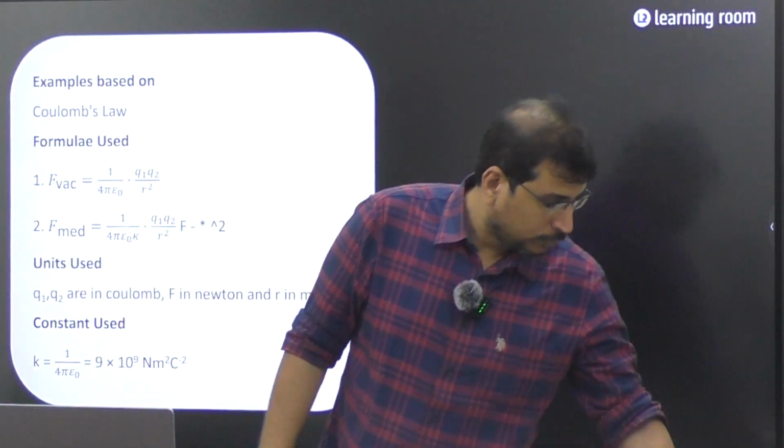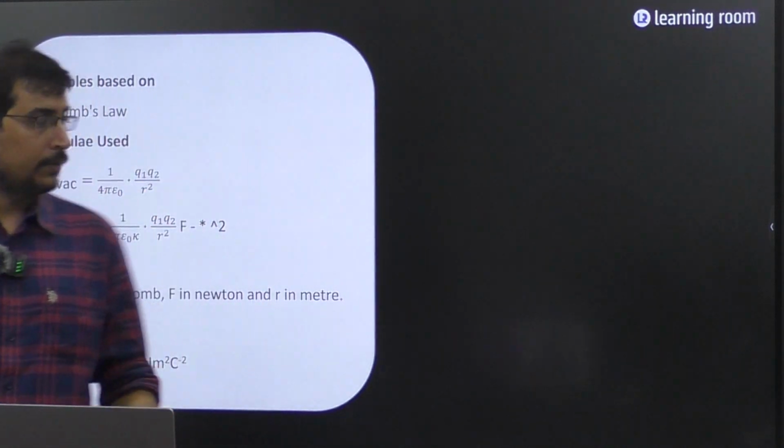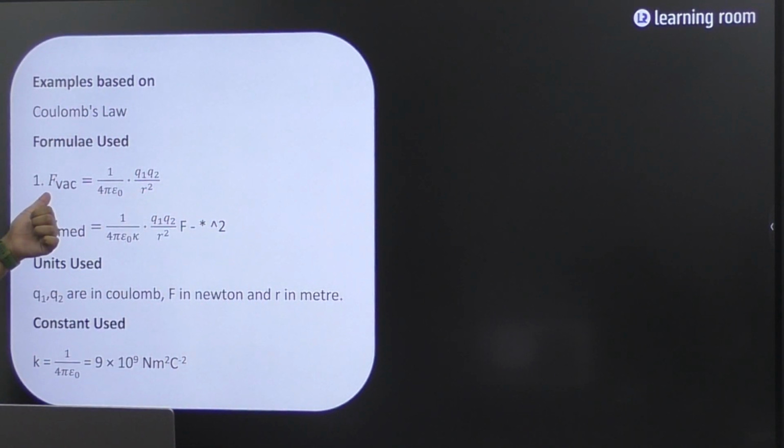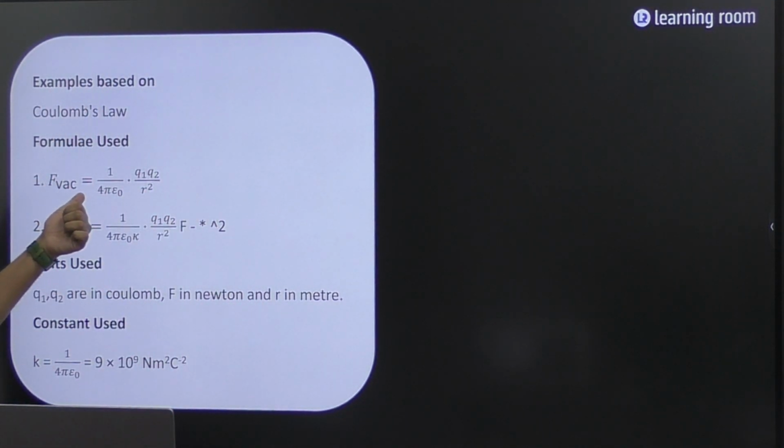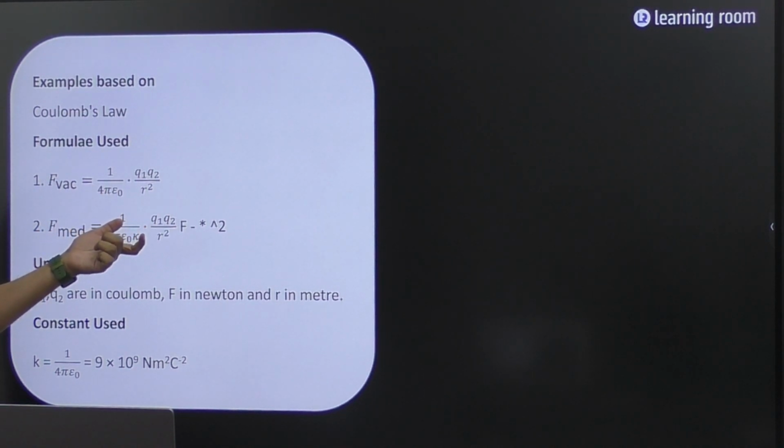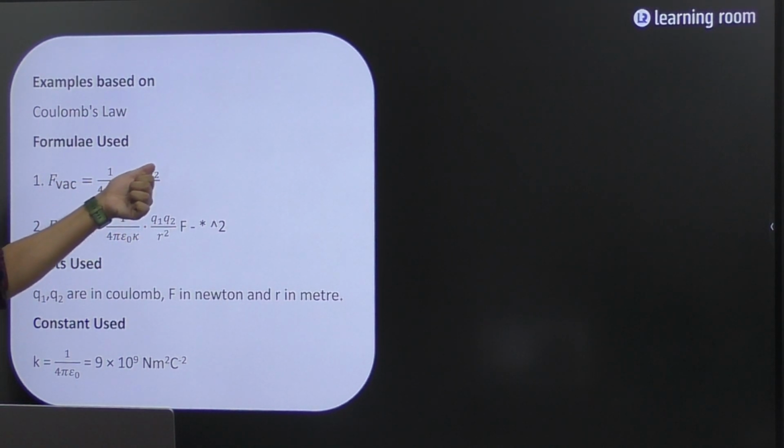So let's do some problems that are based on Coulomb's law. See, if you observe Coulomb's law, there is a formula. The force between two charges, in vacuum or in air also you can take, because epsilon naught is almost the same for both. So it is 1 by 4 pi epsilon naught into Q1 Q2 divided by R square.